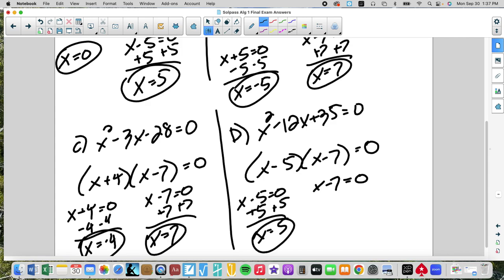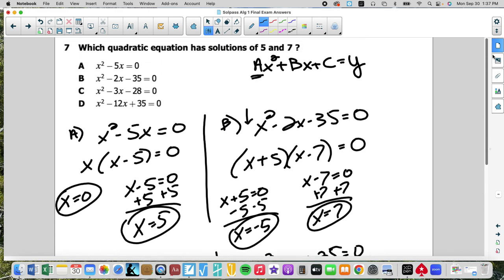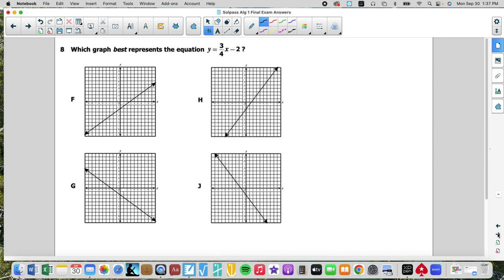So this took way too much time. Most problems should take you under a minute to do. Since this is a quadratic, it may have been better to just plug in. I don't know, but I just wouldn't talk as much if I was doing this problem.